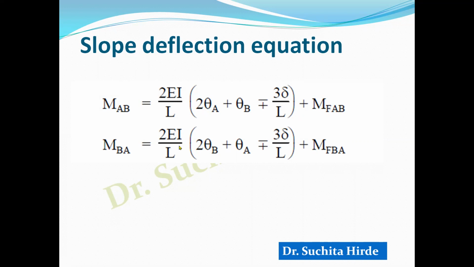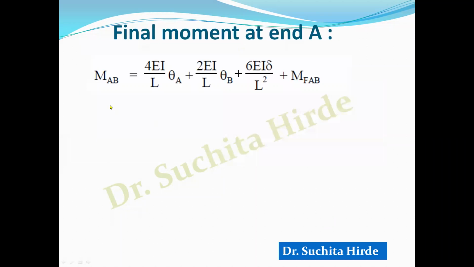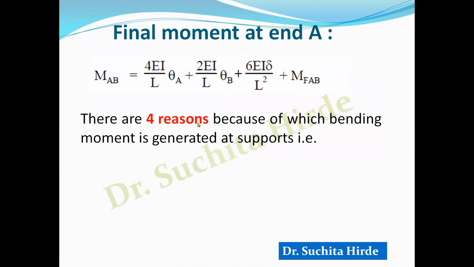So these are the two basic equations we use in the slope deflection method. Here you can see the factors which contribute to the final moment: rotation at near end, rotation at far end, displacement, and the fixed end moment which is developed due to the external load. If you multiply this bracket by 2EI by L, we get the equation MAB is equal to 4EI by L theta A plus 2EI by L theta B plus 6EI delta upon L square plus MFAB.